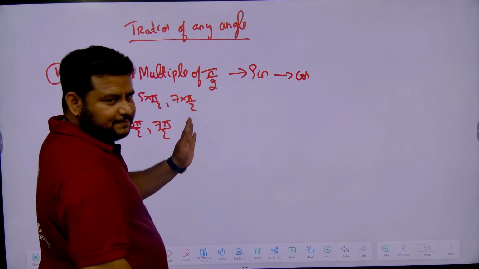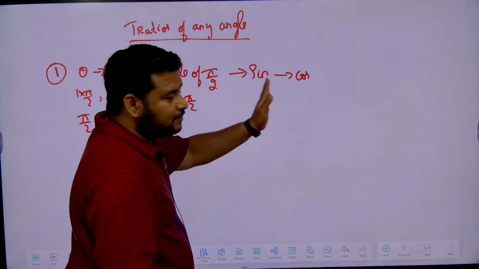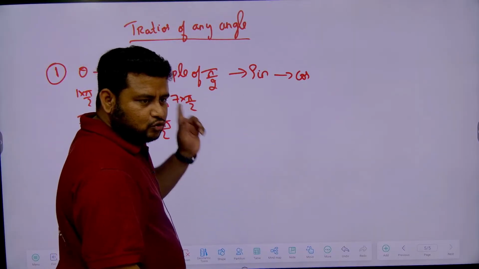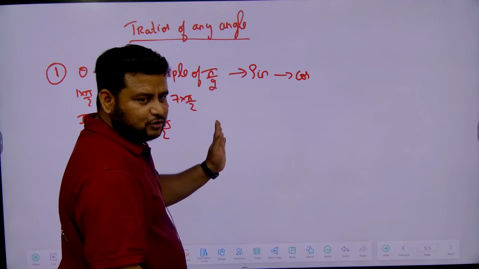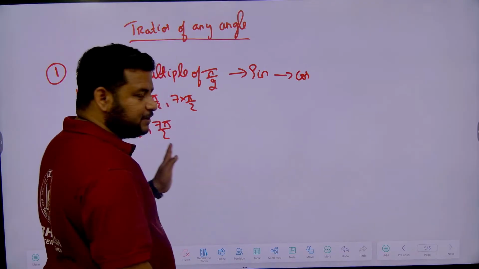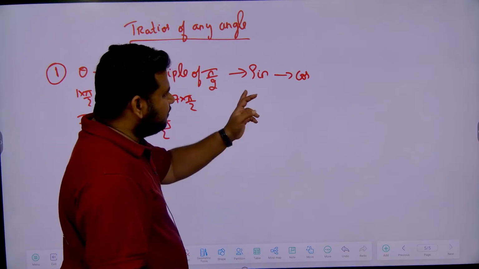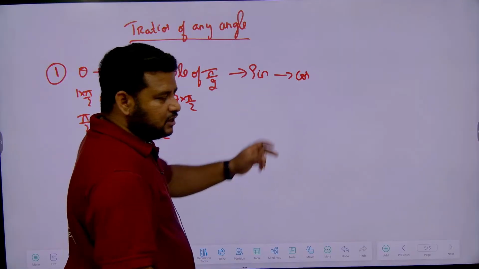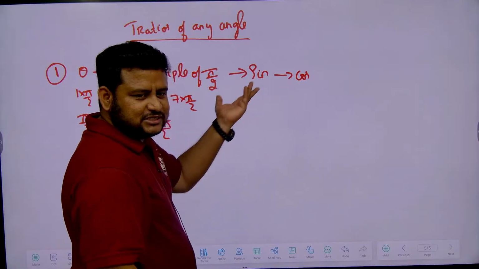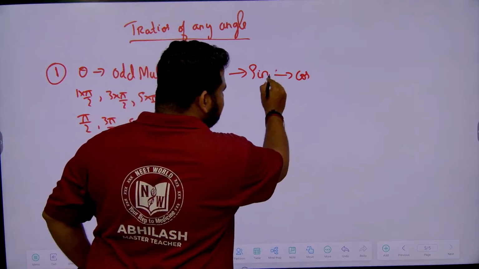Okay, sine pi by 2 plus something, sine will become cos. Sine 3 pi by 2 plus something, sine 5 pi by 2 plus or minus something: sine will change to cos, and if it is cos, cos will change to sine. So that's why I'll write a double arrow.